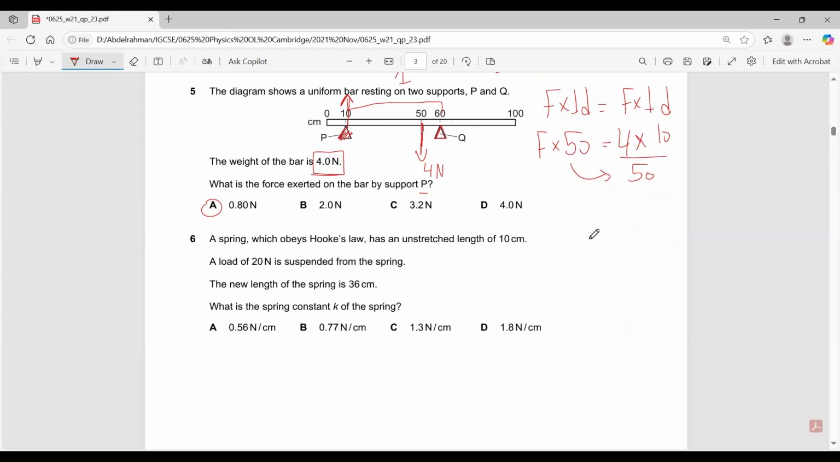A spring which obeys Hooke's law has an unstretched length of 10 centimeters. A load of 20 newtons is suspended. The new length is 36. Can I find k, the spring's constant? Yes, k equals F over x. The force is 20 newtons, and the extension, what is the extension? It's 36 minus 10, right? Which is 26. So 20 over 26 is 0.77.